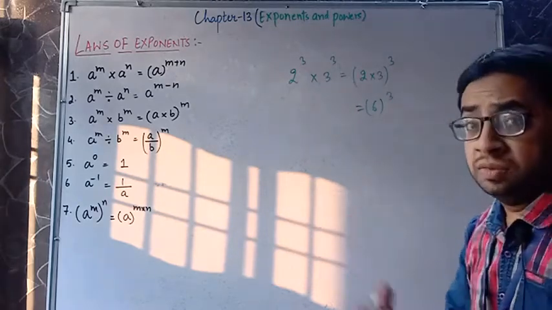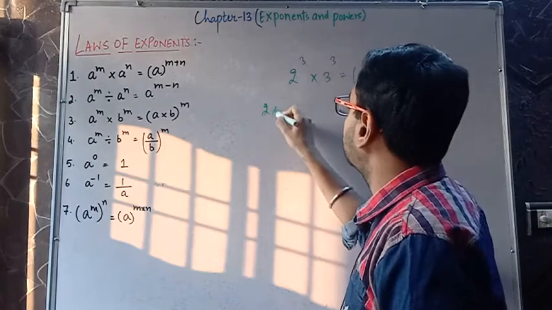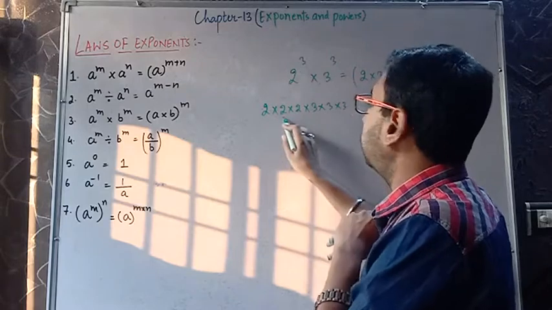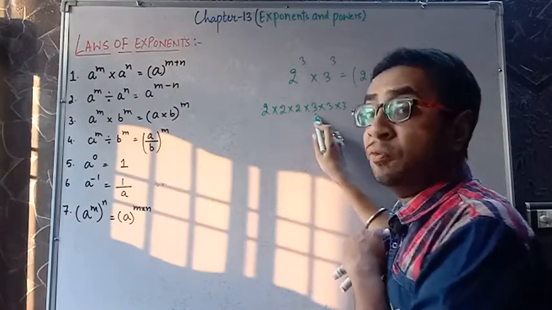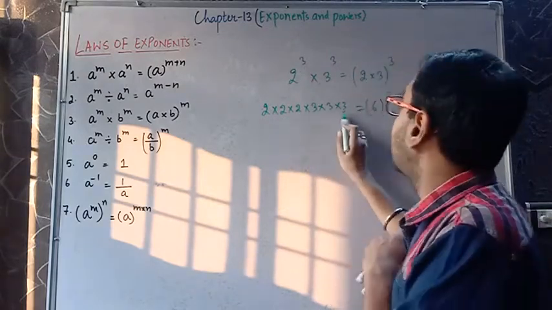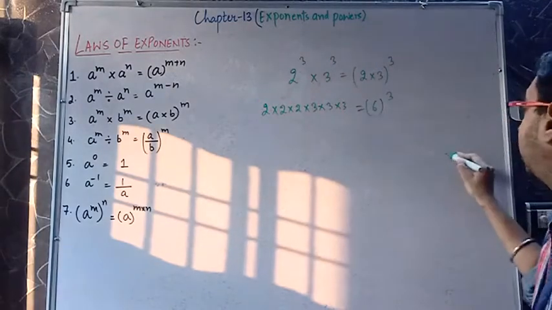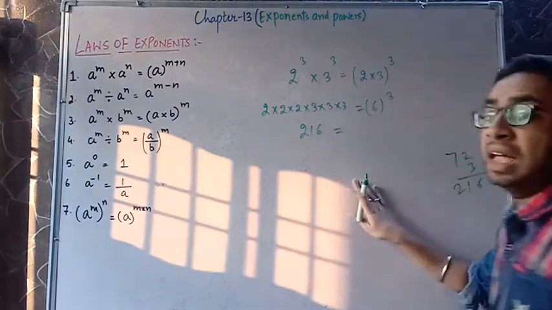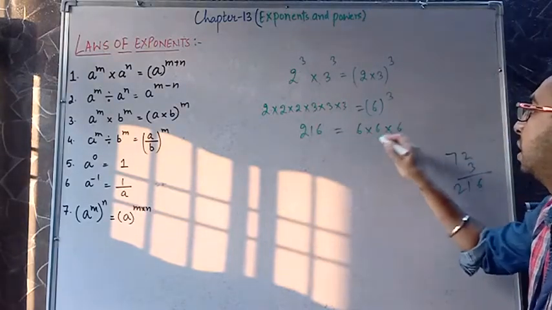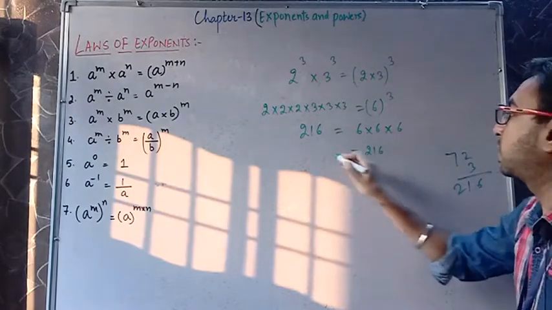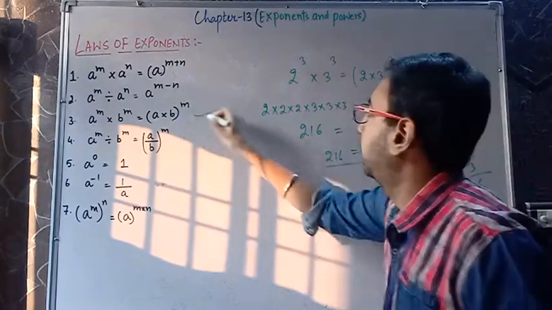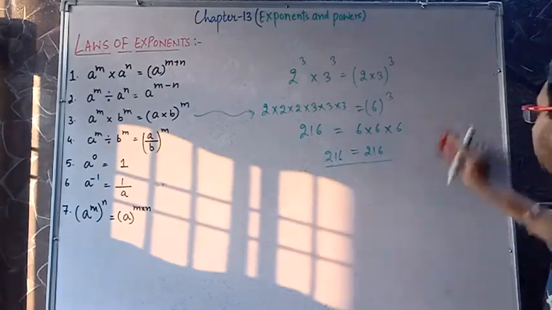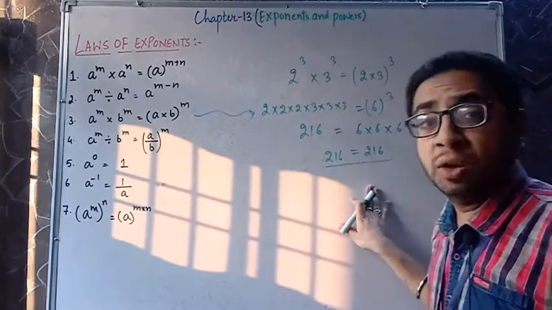Let's even check whether it is correct or not. 2 raised to power 3 means 2 into 2 into 2. 3 raised to power 3 means 3 into 3 into 3. 2 into 2, 4, 4 into 2, 8, 8 into 3, 24, 24 into 3, 72, 72 into 3 will be 216. And 6 into 6 into 6: 36, 36 into 6, 216. Hence verified. Are we clear? Any doubt anyone is having with this? So hence verified also. Are we clear?